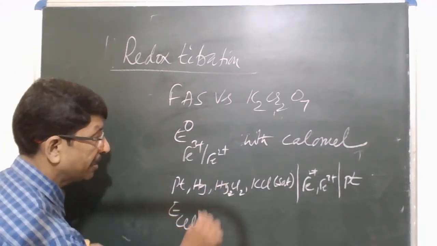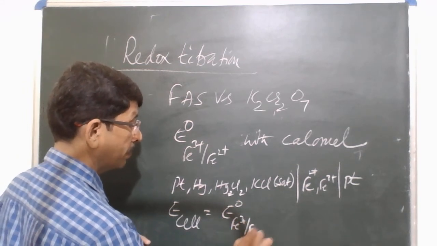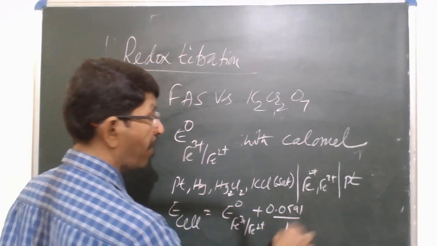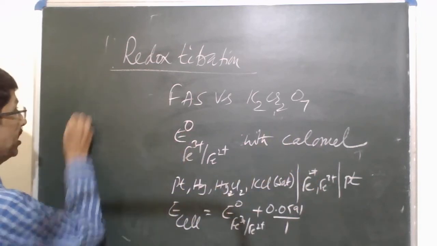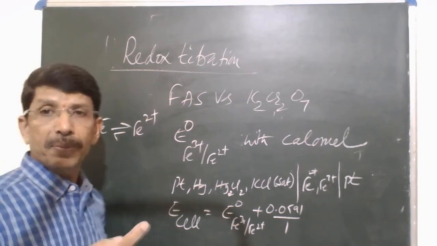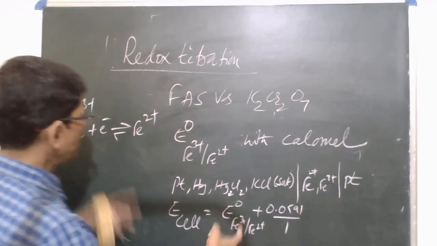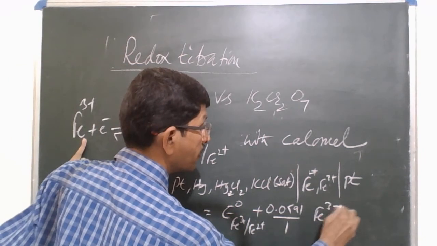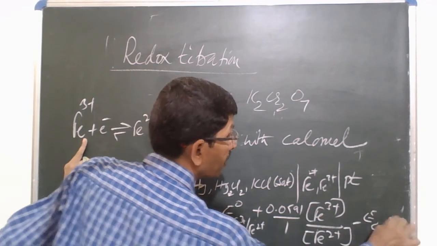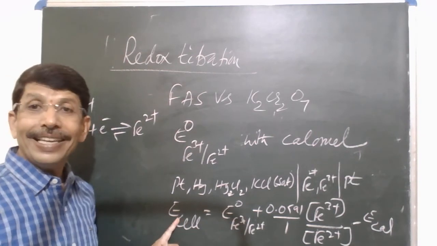The E cell of this is given by the expression E naught of Fe3+/Fe2+ plus 0.0591 by 1. How many electrons are involved? Only one electron is involved. We always consider the reduction reaction, as per IUPAC convention. So this is the reaction taking place at the redox electrode. So we have this written as minus E calomel. So this is the expression for the EMF of this cell.